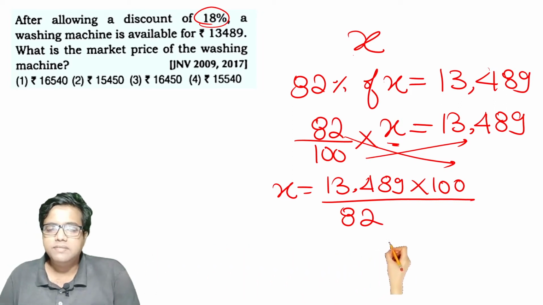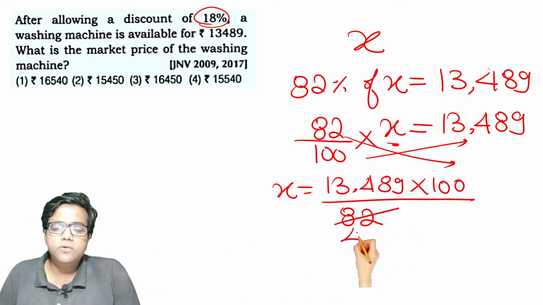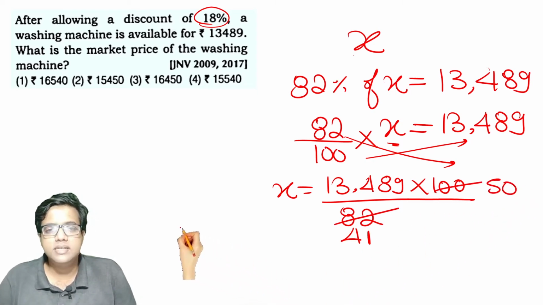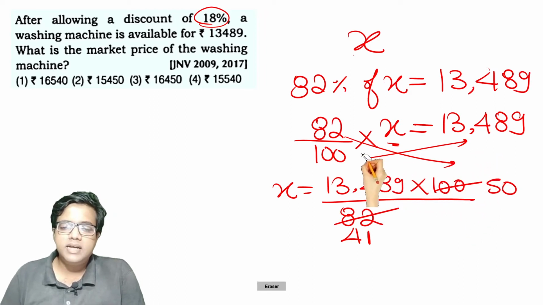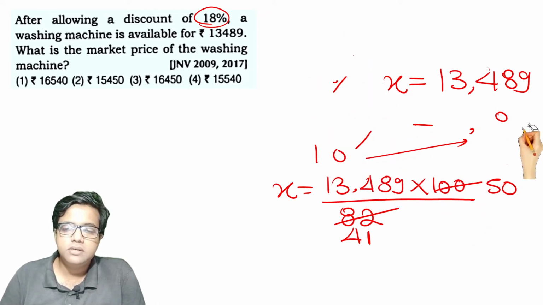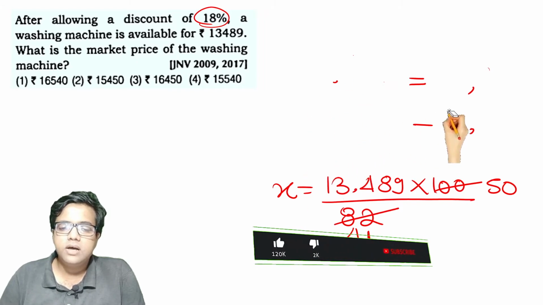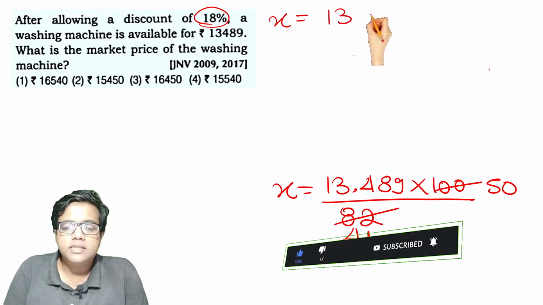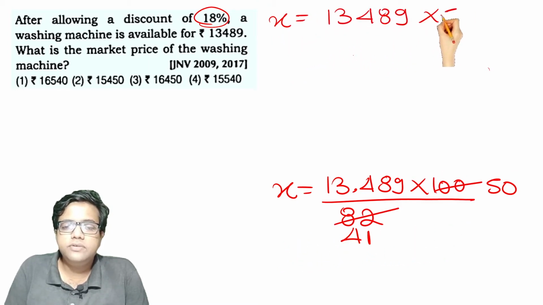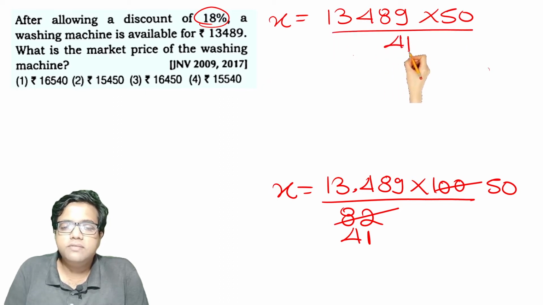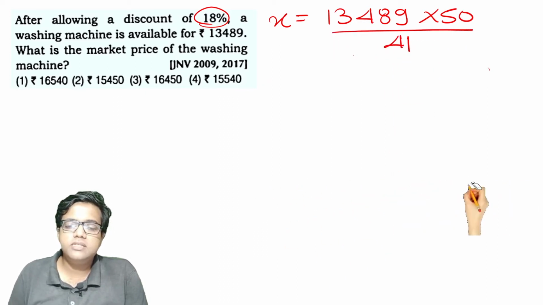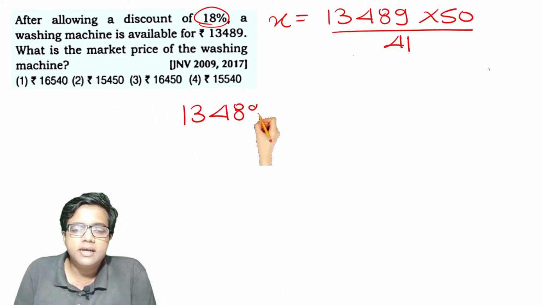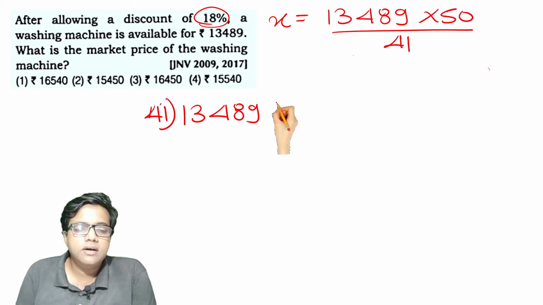Can we divide this? Yes, we can divide. 2 fours are 8, 2 ones are 2. 2 fifties are 100. So let me take away the upper portion. Now we get a different figure here: X is equal to 13,489 into 50 divided by 41. 41 is a prime number. So let's divide the whole number 13,489 by 41. Let's do this division.